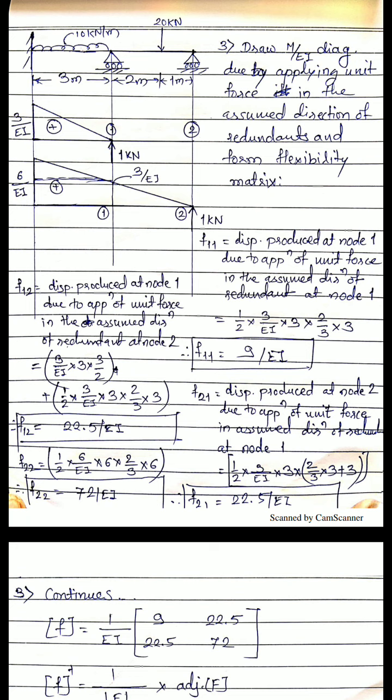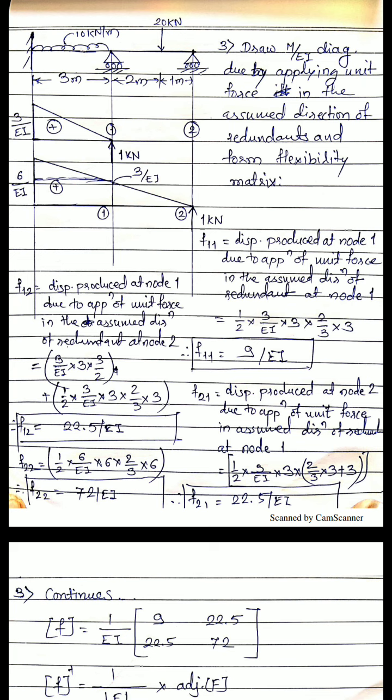Just a reminder, these two values are your non-diagonal values, F12 and F21. They have to be the same. Then only can you proceed further. So this will be a check for all of you: F12 and F21 have to be equal.